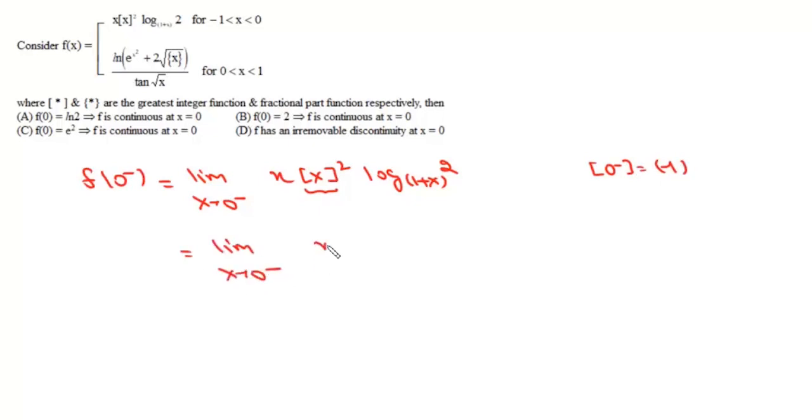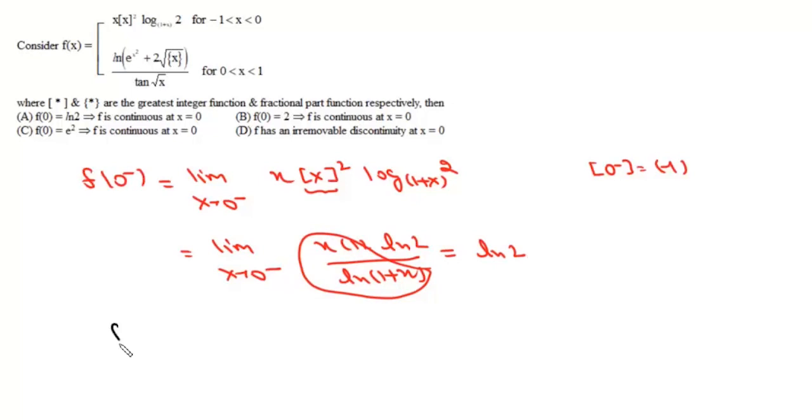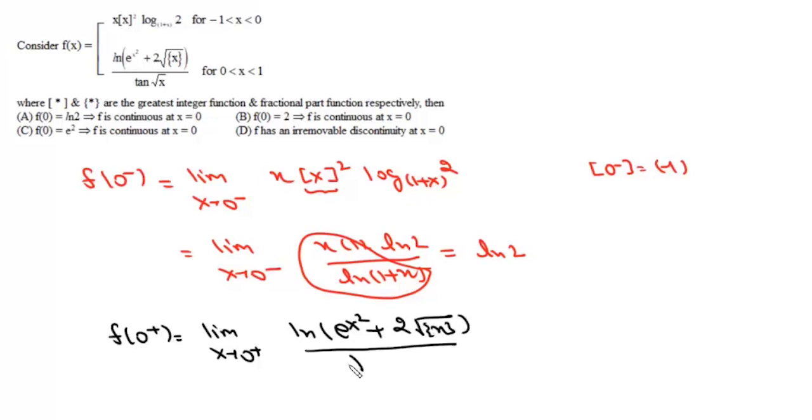x tends to 0 negative x, here this value is 1, and we can write log a upon b as ln a upon ln b. So it will be log 2 upon log 1 plus x. Now this is a standard limit 1, so its left hand limit is log 2. Now we'll find its right hand limit. Now f(0 positive) will be this limit x tends to 0 positive, log e to the power x square plus 2 times under root of fractional part of x upon tan under root x.